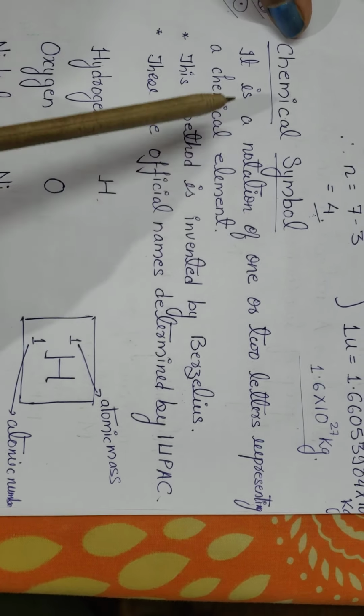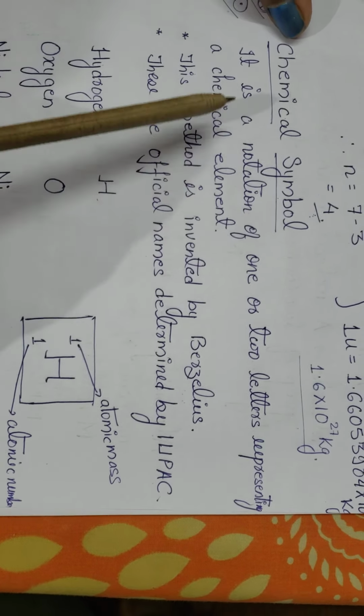Like hydrogen has the symbol capital H, oxygen has O. When it comes to nickel, since nitrogen also starts with N, we cannot use N a second time, because we will get confused. So in the case of nickel we use two letters here. In the case of hydrogen it is only a single letter, but in the case of nickel it is two letters, N and i. Lithium, Li.